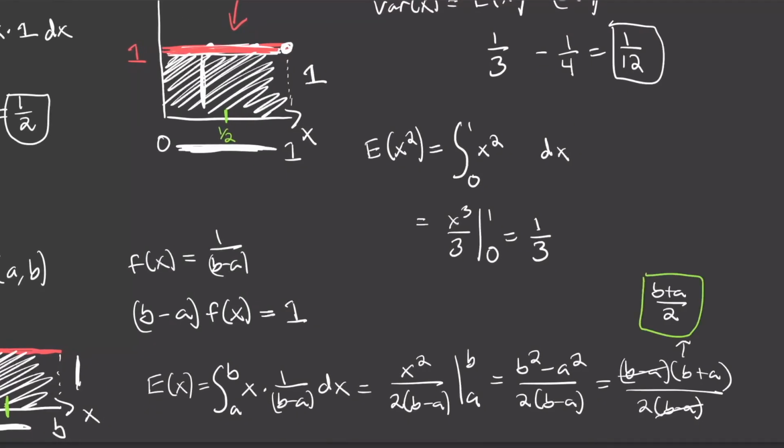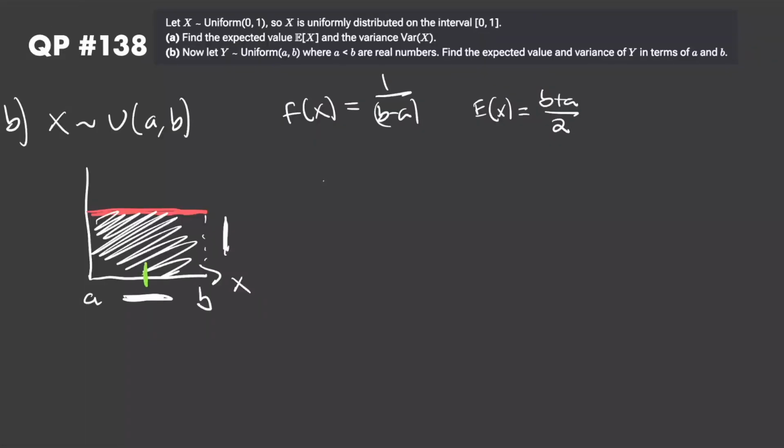Now let's calculate the variance. I'm going to have to move to a new page. Okay, so for the variance of x, again, it's just going to be equal to the expected value of x squared, the second moment of x, minus the expected value of x all squared.